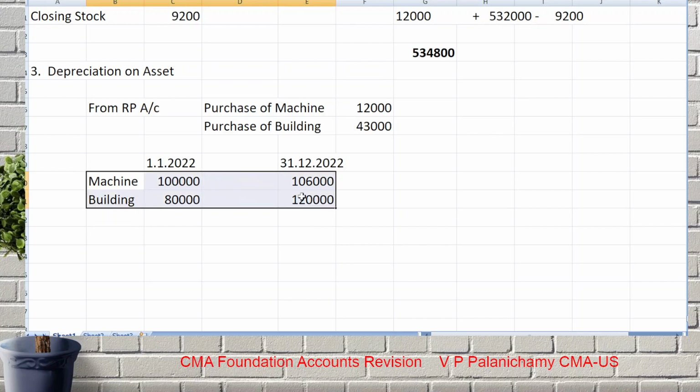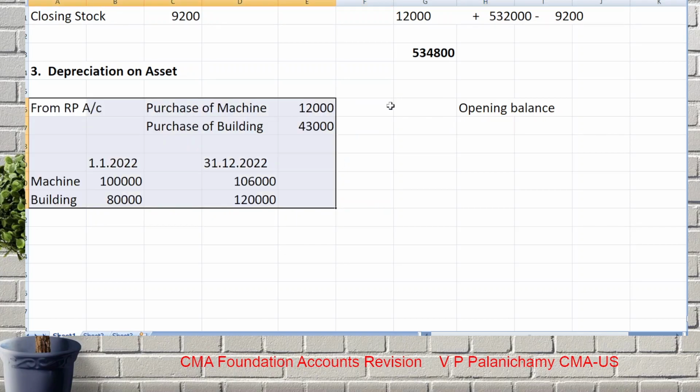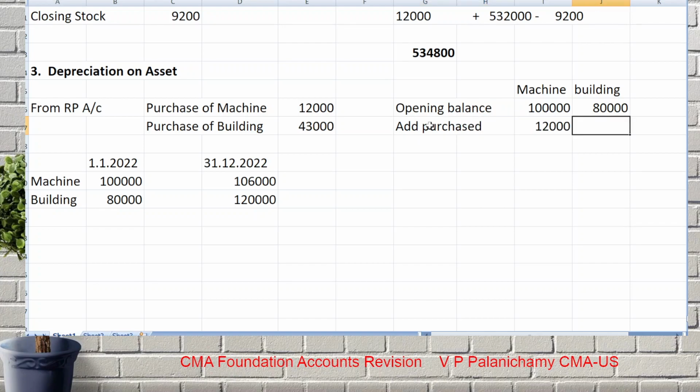They would have given it like this. They will ask you to find out what is the depreciation on the asset. How to work out? Simple. What is the opening balance? Two assets are there. Opening balance of which one? Machine and which one? Building. What is the opening balance given? 1 lakh. Building, how much? 80,000. Add, how much have we purchased? 12,000 and what? 43,000. Then how much total should come?